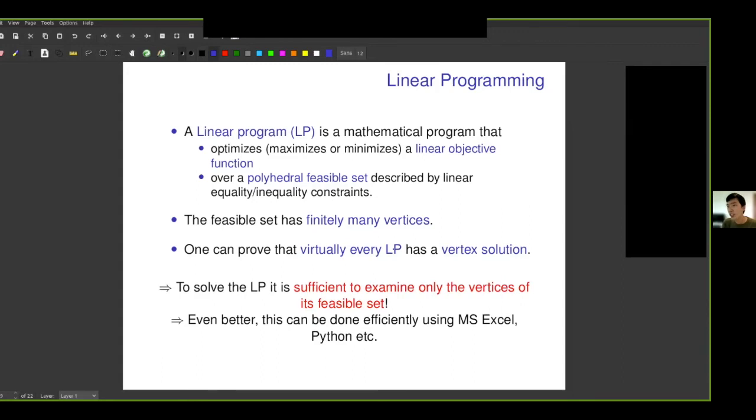So for instance, if you have, say, 100 constraints, you may have something like 10,000 vertices that you need to enumerate. And this is going to be very difficult to do by hand. So that's why there are some computer scientists and mathematicians who worked together to come up with an algorithm that will allow you to solve the linear program more efficiently.